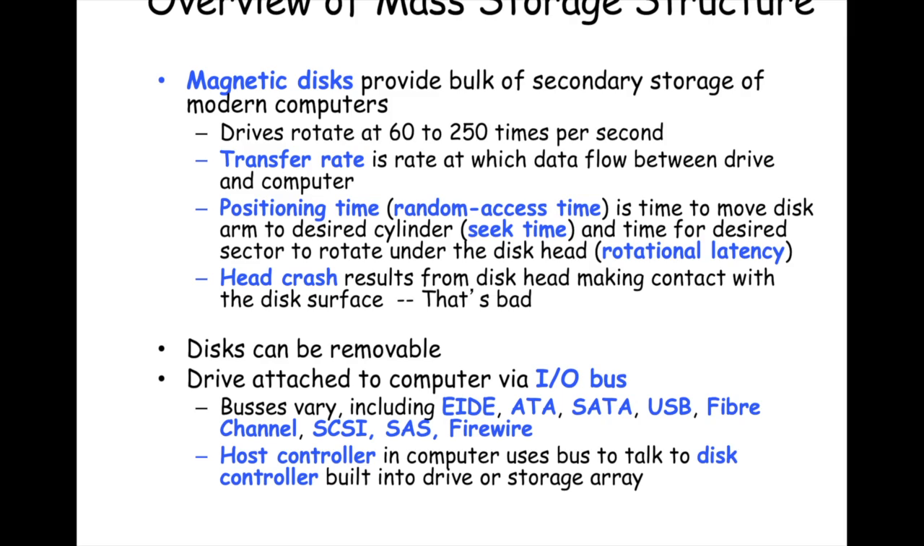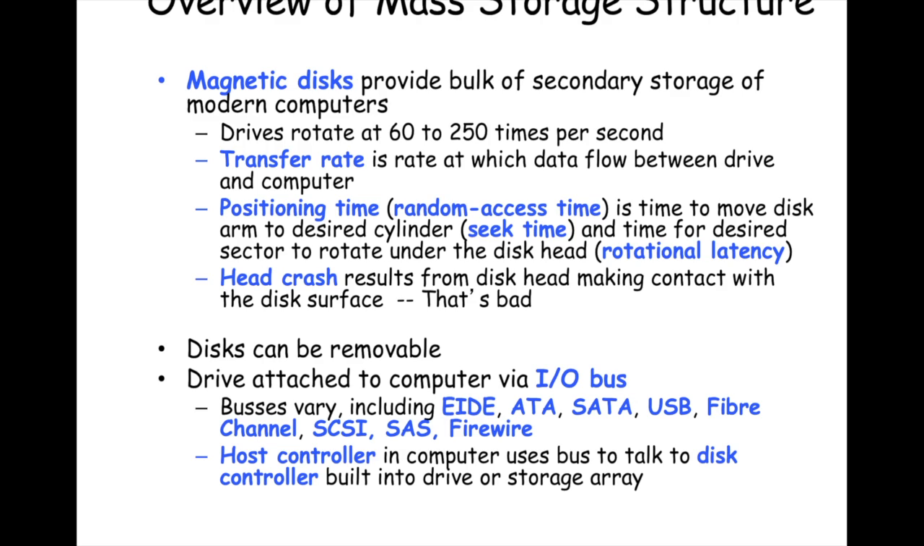We look at the transfer rate, which is the rate at which data flows between the disk drive and the computer. We look at the time that it takes to position the read and write elements, and that means moving the disk arm to some cylinder, and that's called the seek time. And the time for a sector on that cylinder, the track, to rotate around underneath the read-write head. That's called latency or rotational latency.